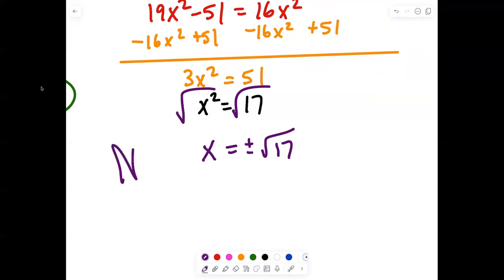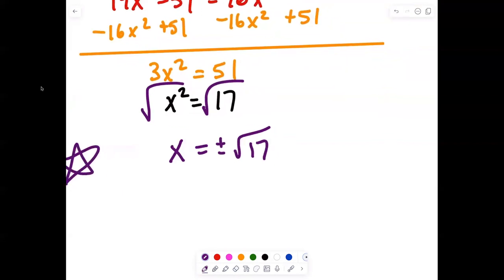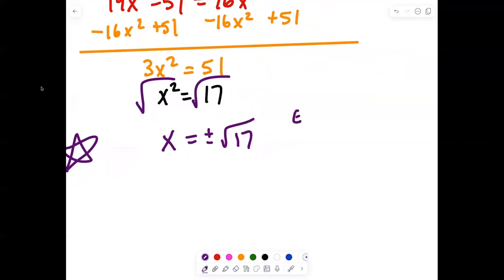Now, did everybody put a little star by this one? All right. And I want you to write this word right next to it. Come on, we're not done with this one. It's called an extraneous solution. There is an extraneous solution. That means you did all the math correctly, and the equation still does not work out. All right, now what exactly do I mean by that?